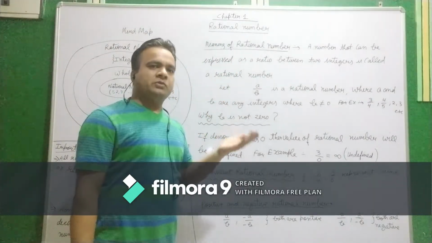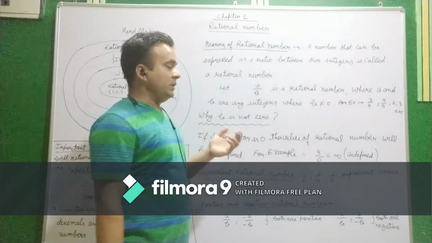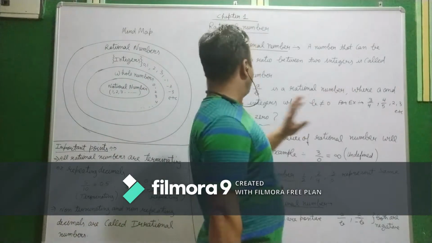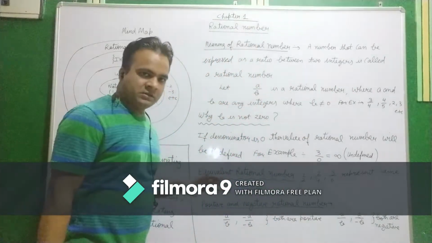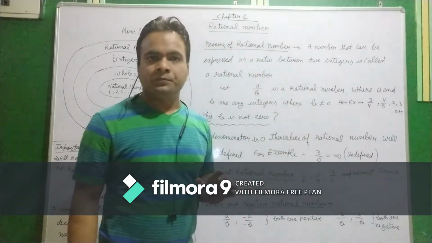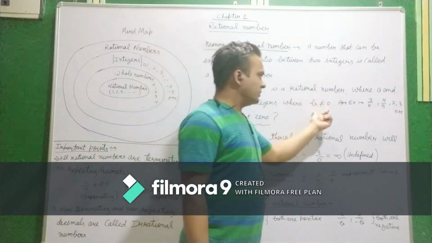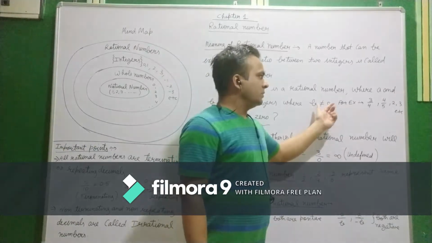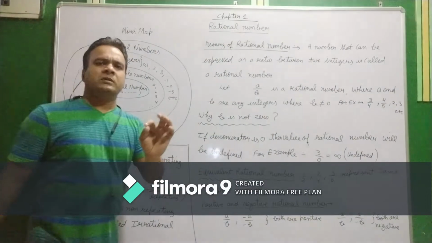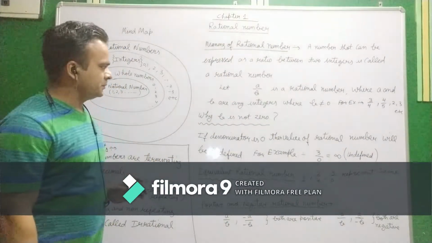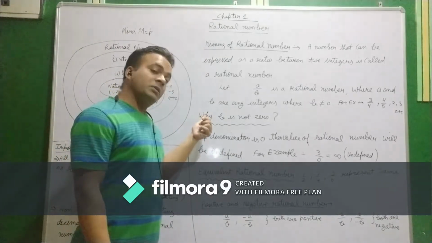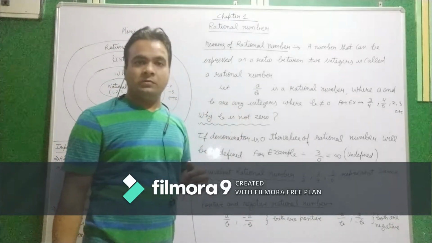For example, suppose I am taking a and b. Let a and b be any integers, where b cannot be equal to 0. Then a upon b is a rational number. This is very important to understand. For example, 3 upon 4, 4 upon 5, 2 upon 3, and all the numbers which you have studied in the previous classes. The main question that comes to mind is, why is b not 0?